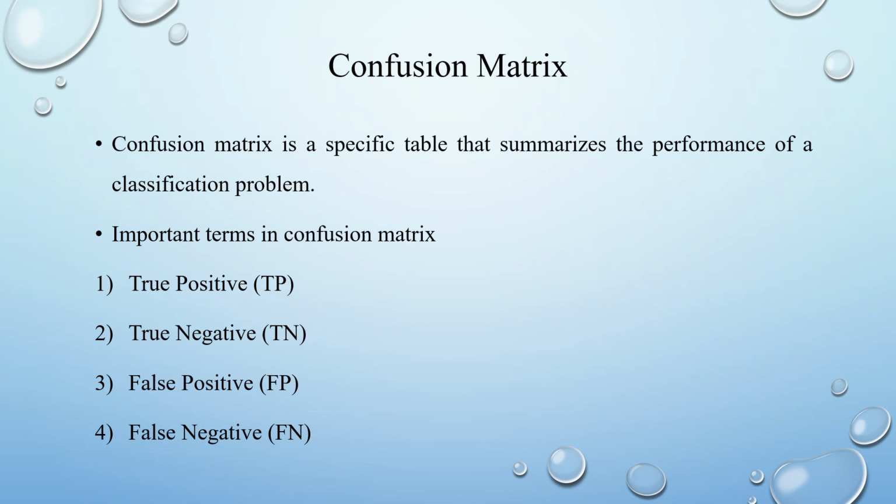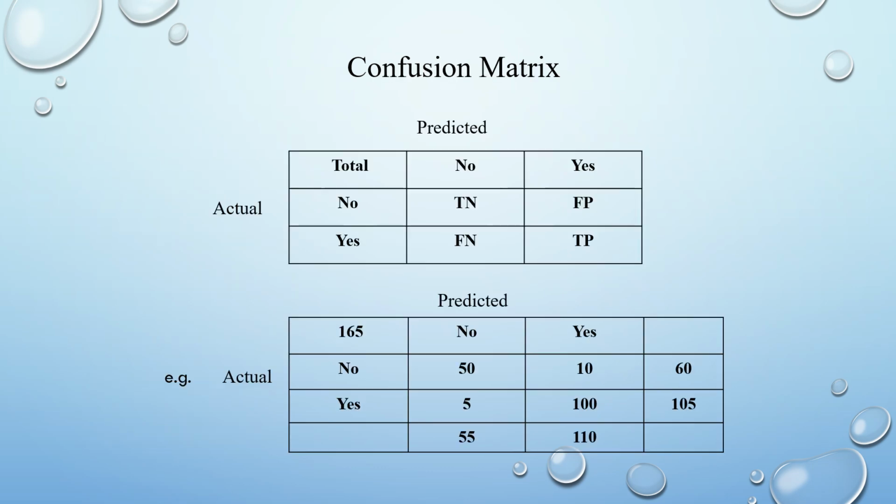True positive is denoted by capital TP. True negative is denoted by capital TN. False positive is denoted by capital FP. And false negative is denoted by capital FN. So this is the table which is known as confusion matrix.